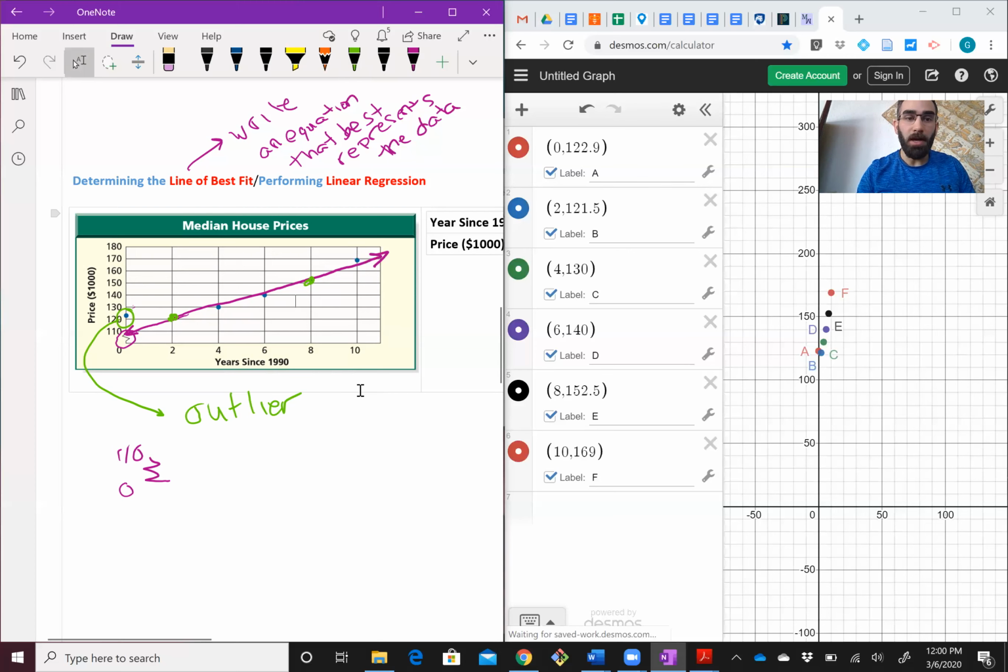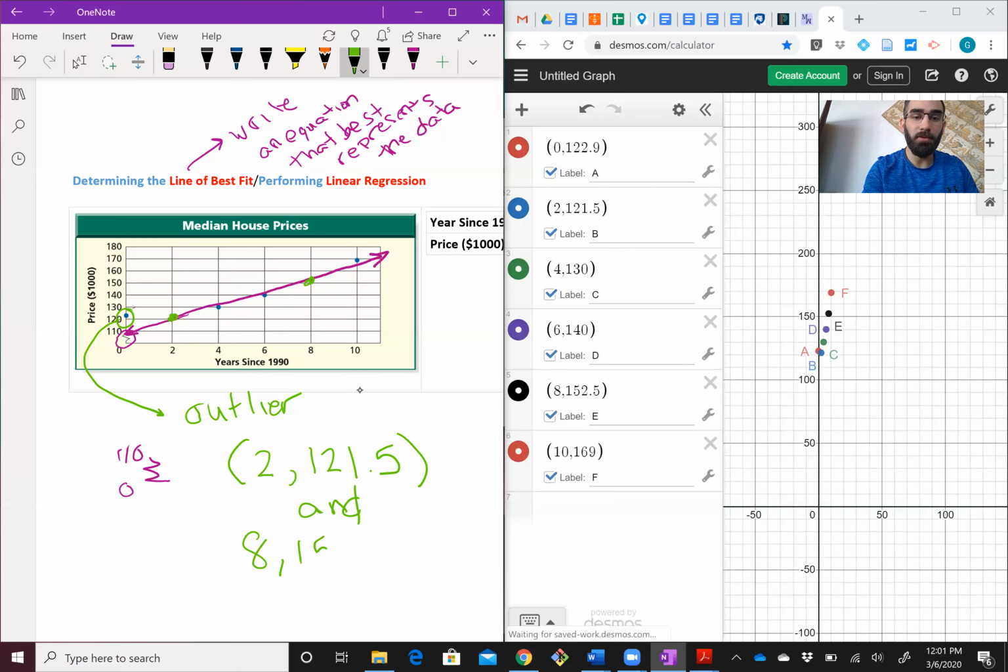So my second ordered pair, I'm using the ordered pair 2, 121.5, and I'm using 8, 152.5. So I'm going to pause the video here for a moment, and I want you to write an equation. Pretend the question was, write an equation in any form that goes through these 2 ordered pairs. So I'm going to pause the video and let you try.